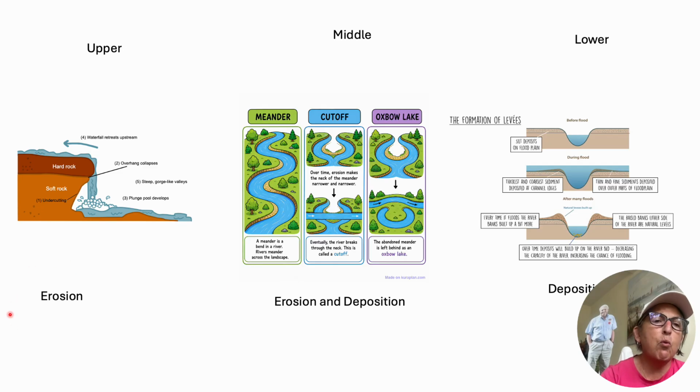So what you are aiming to do is link your knowledge of process, erosion, transportation and deposition to the landforms that are distinctive at each part of the journey downstream.